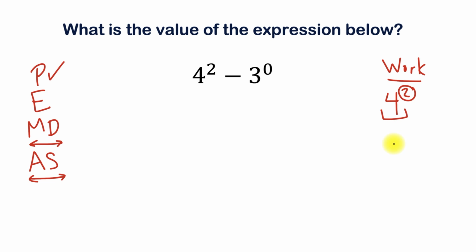So 4 to the second power in expanded form is equal to 4 times 4. And 4 times 4 equals 16. Therefore, 4 to the second power, also known as 4 squared, equals 16. So we'll write that here.